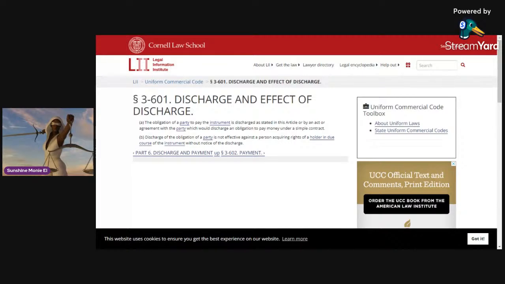Discharge of the obligation of a party is not effective against a person acquiring rights of a holder in due course of the instrument without notice of discharge. So you can't just be like, forget it, discharge. You have to go through the whole process, the rigmarole. So discharge of the obligation of a party is not effective against a person acquiring rights of a holder in due course. Okay.